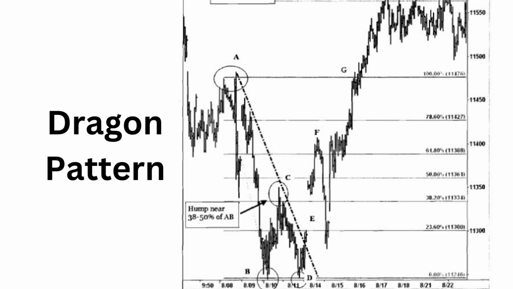Let us revise the steps to formation of the dragon pattern. First there is a head, then the price slumps to form the first leg. Then we should see a pullback of 38% or 50% to form the hump. That is, if we mark the head as A, and the first leg as B, the pullback will be 38% to 50% of AB. Then the price will start to fall again to form the second leg. It should be around 61% to 127% of AB. By AB, I mean the head and the first leg.